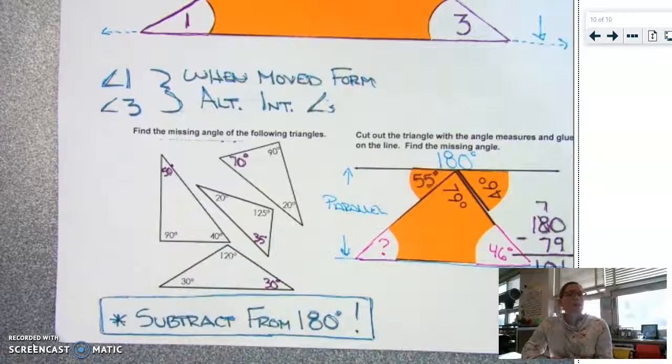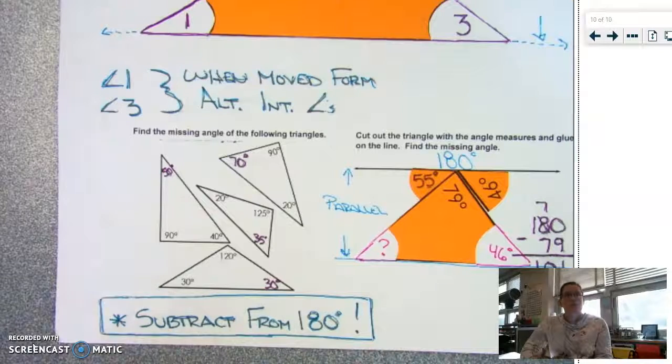Just another fun fact, of course, 2 triangles make a quadrilateral, a 4-sided figure. So 2 triangles would then be 180 doubled, so that would be your 360. If you're finding missing angles from a 4-sided figure, you'd just be subtracting from 360 instead of the 180. That might come up later on, but just some good fun facts for you to know.